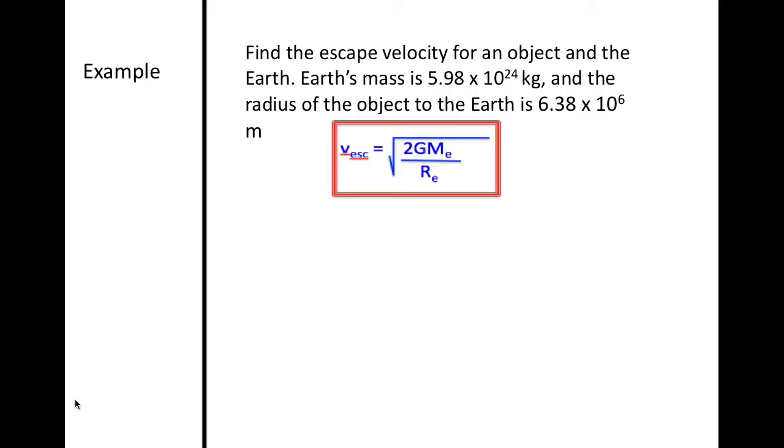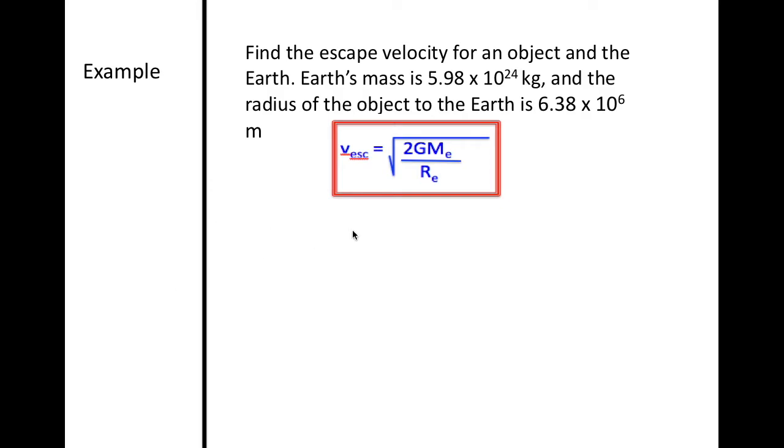Here's an example for you to try. Find the escape velocity for an object on the Earth. The Earth's mass is 5.98 times 10 to the 24th kilograms, and the radius of the object to the Earth is 6.38 times 10 to the 6th meters. Stop the video and start it back up when you're ready to see the solution.